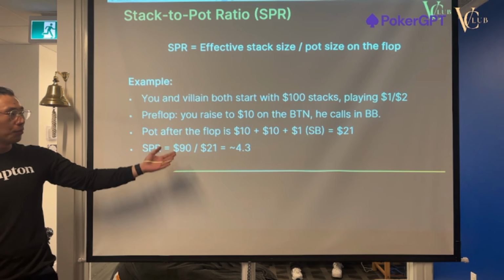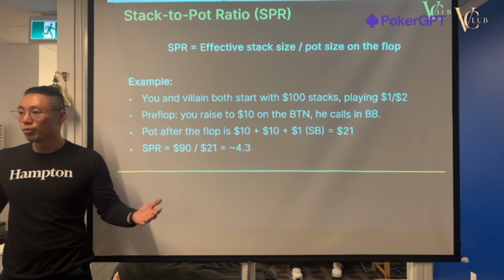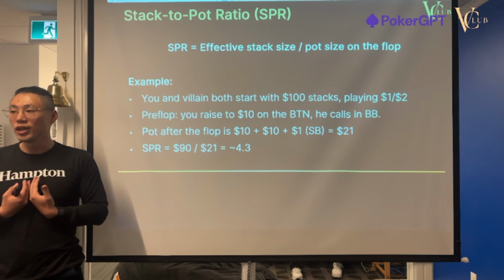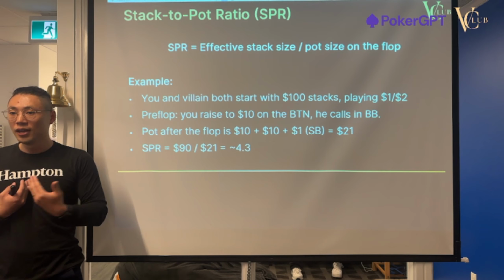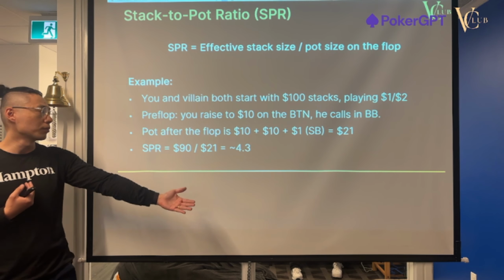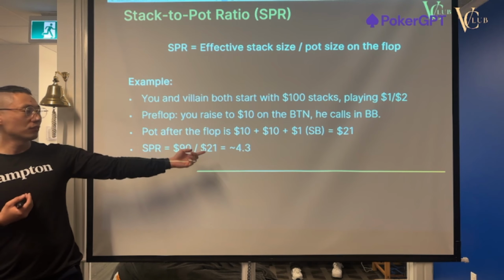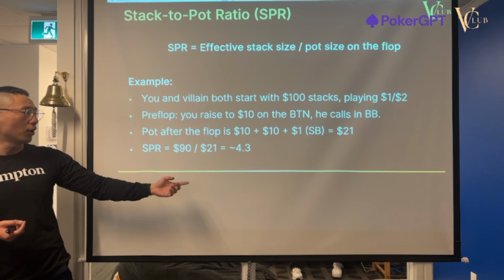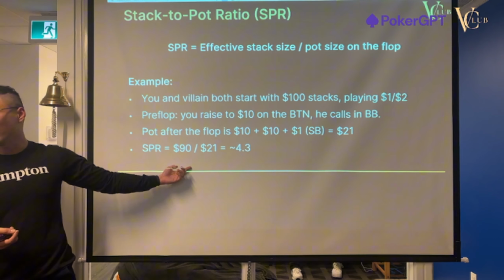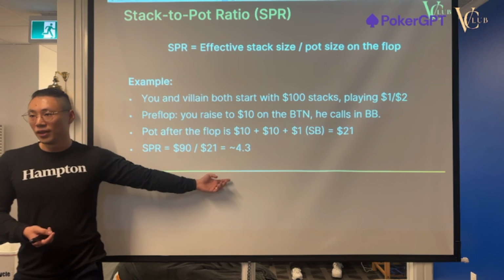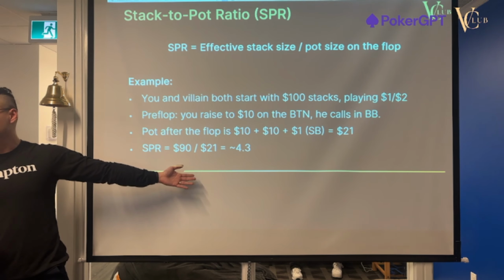So for example, let's say two players, we both start with $100 pre-flop. I'm on the button, we're playing 1-2. I raise to $10 pre-flop on the button, and then the big blind calls for $10. So basically, the pot after the flop is $10 plus 10 plus the $1 small blind. So it's 21 in the pot, and we have $90 behind because we started with 100. So this is a stack to pot ratio of 4.3. That's just a very simple calculation.